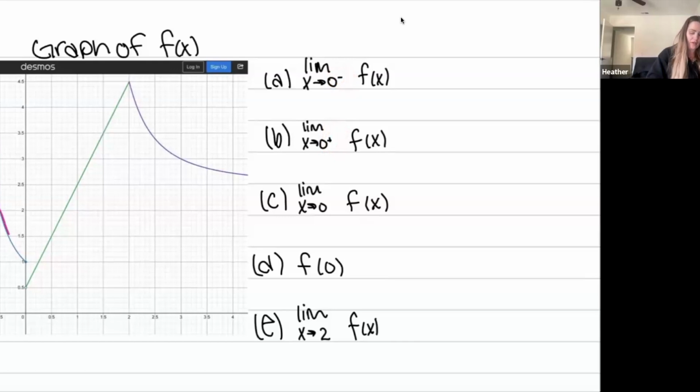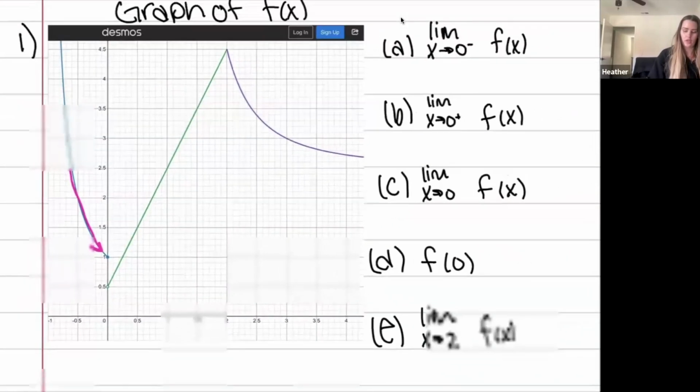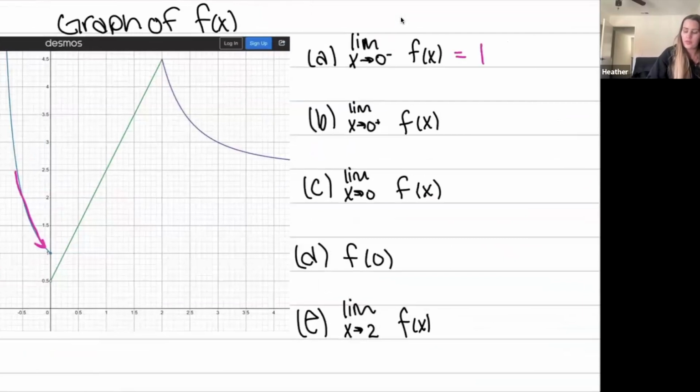If I'm coming from the left, cruising down from the left here, as x gets really close to 0, what is y? As x gets really close to 0, y here coming from the left is 1. So I'm going to go ahead and write 1 there. Now I want it coming from the other side. Coming from the right, as x is getting really close to 0, what is y? Coming from the right-handed direction, y is getting really close to 0.5, or 1/2, if you will. So the limit as x approaches 0 from the right is going to be 1/2.